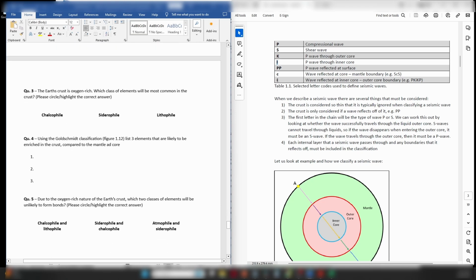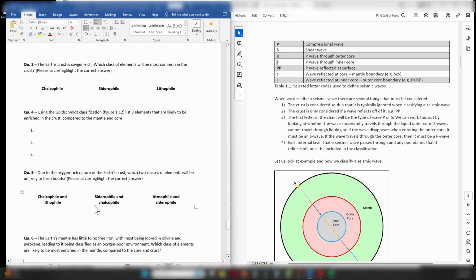And then using the Goldschmidt classification, list 3 elements that are likely to be enriched in the crust compared to the mantle. And there's a spelling mistake there. That should be "and core." I apologize for that. So list your 3 elements here. So once again, think about question 3. We know the Earth's crust is quite oxygen rich compared to the mantle and the core. What will that mean in terms of which group of elements will preferentially want to be in the crust? And therefore just think about 3 examples that would probably be in the Earth's crust in higher concentrations.